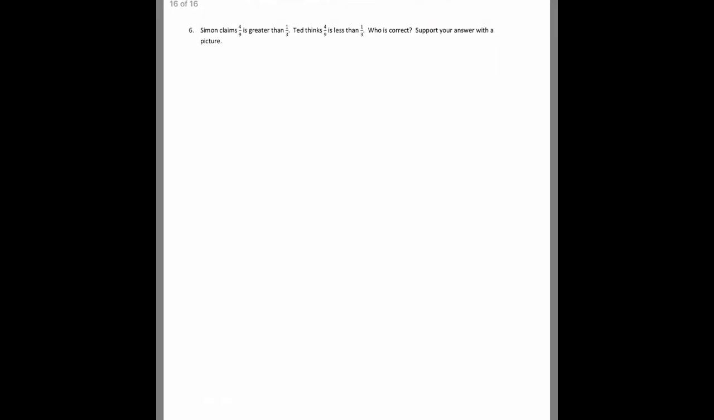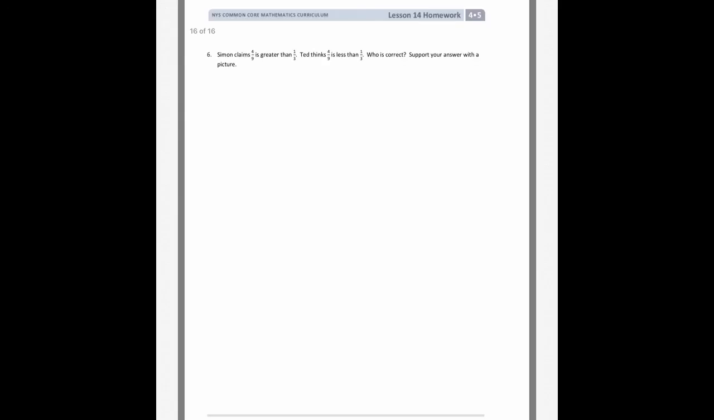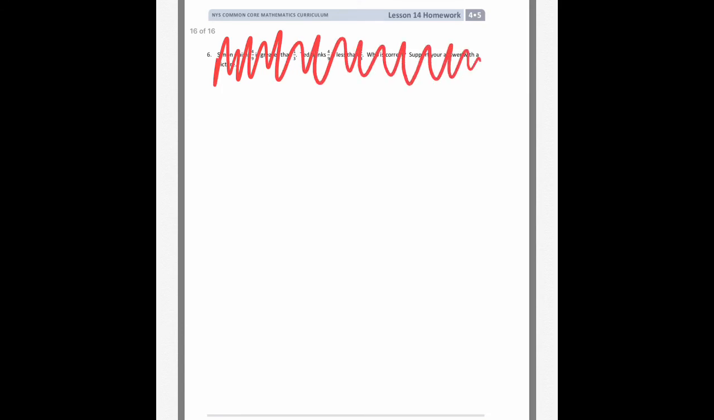Okay, checking out this last page, and these are all fractions with denominators that we do not study yet, so you shouldn't have been given this last page of homework, but if you are, you could cross it out, or you could use it, or you could try it on your own for practice.